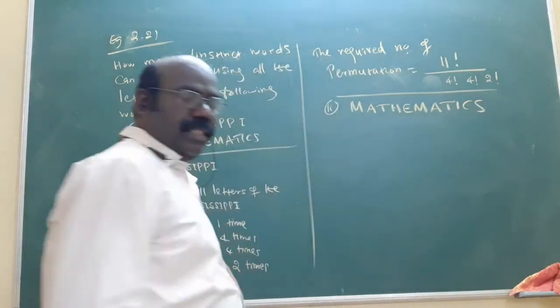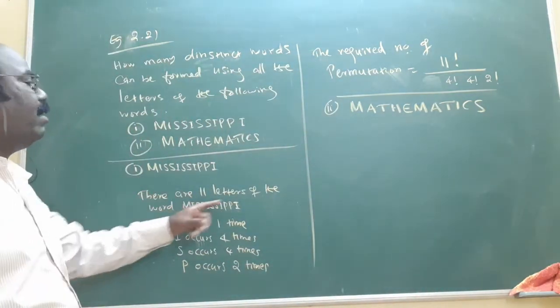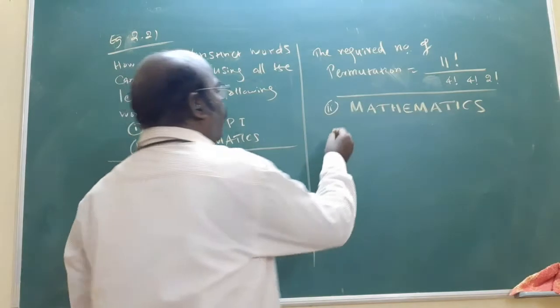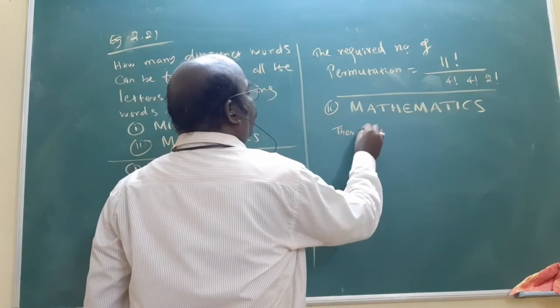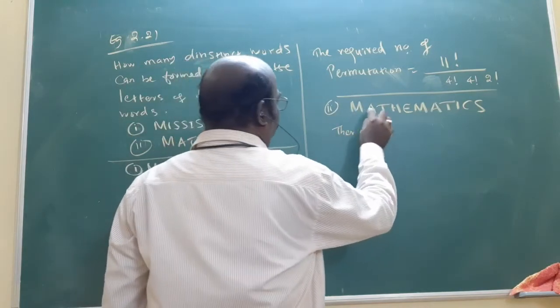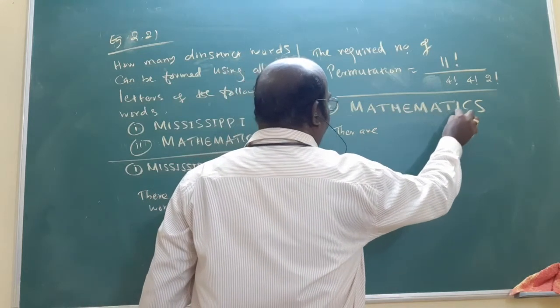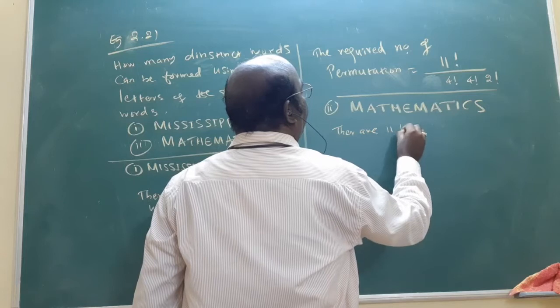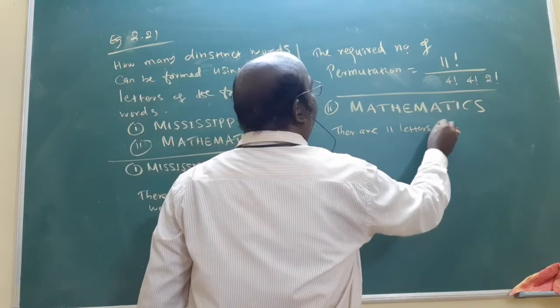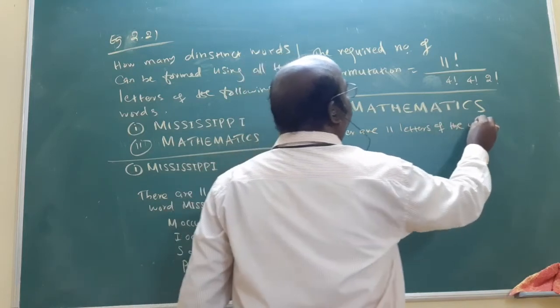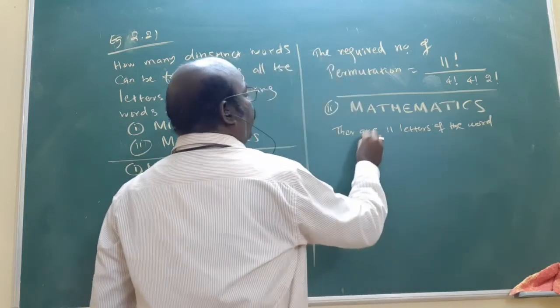Am I right? The same thing. How many letters are there? There are 1, 2, 3, 4, 5, 6, 7, 8, 9, 10, 11. There are 11 letters in the word mathematics. Am I right?